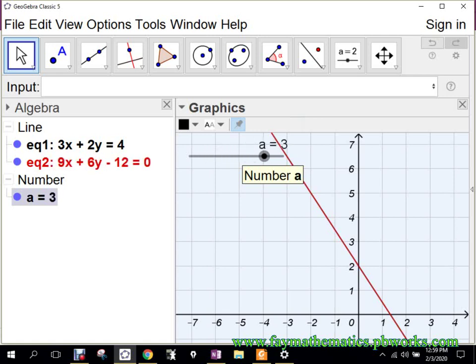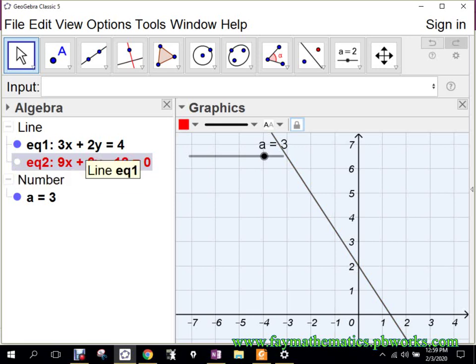But what I'm hoping you see here is that the red line is always on top of the black line. Does that make sense? The black one is 3x plus 2y equals 4. The red one is 9x plus 6y equals 12. But what does it mean if they graph on top of each other? They're equal. They're the same thing, right? Hopefully that makes sense based on what we learned so far about algebra.